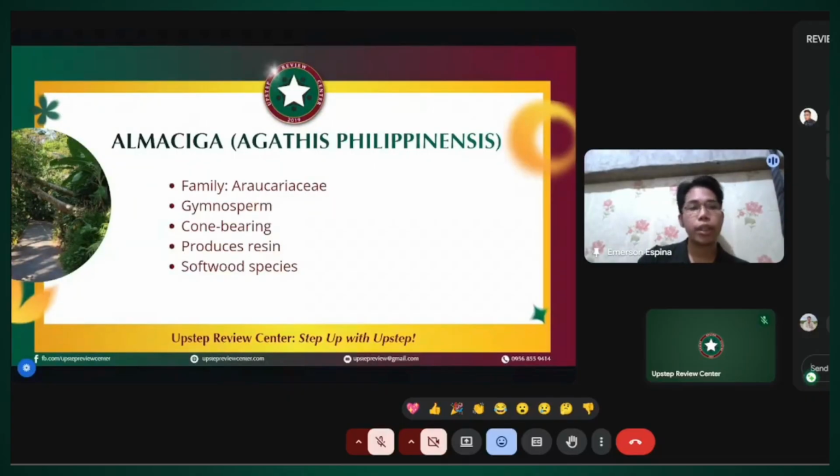So for a mnemonic, you can use ALMA. A stands for the family, Araucariaceae. L for long resting history. And then M for one of the major examples of a gymnosperm species. Then A, always considered and always present on the exam.